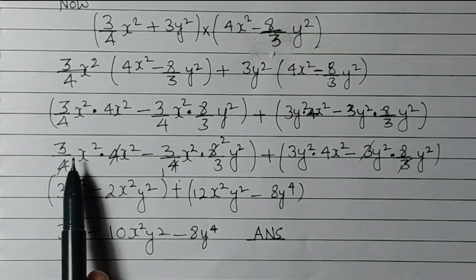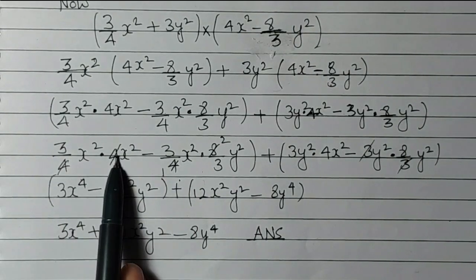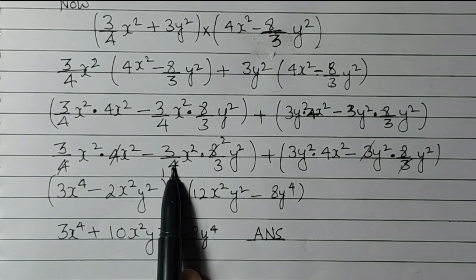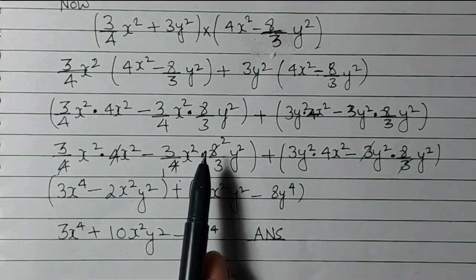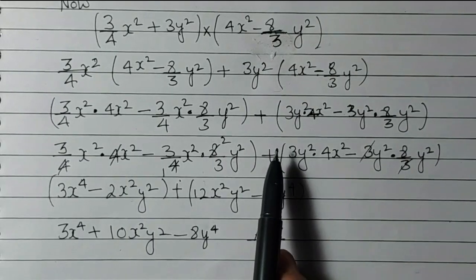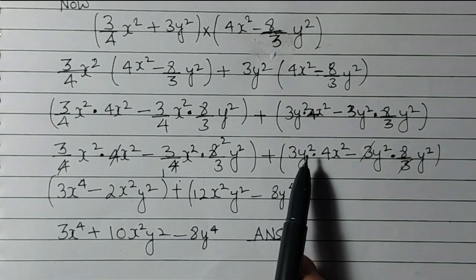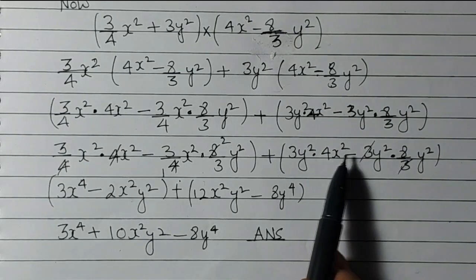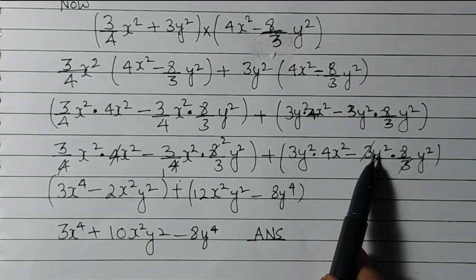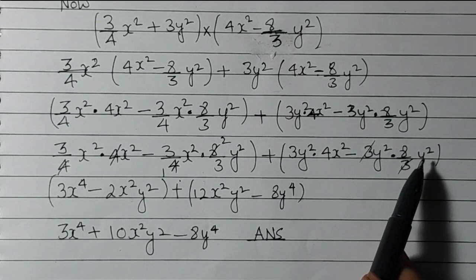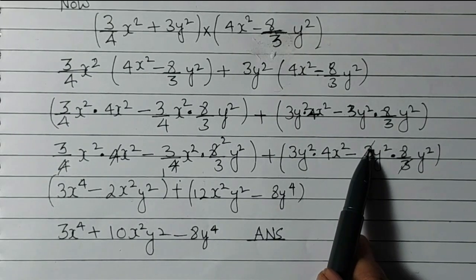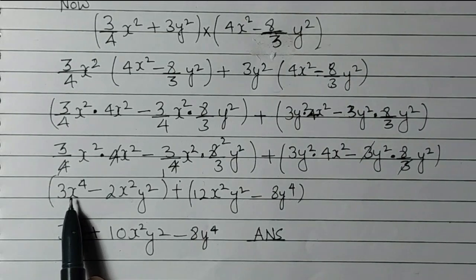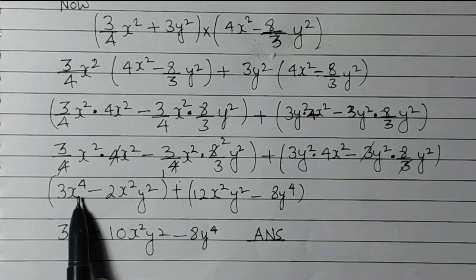So finally this 4 is cancelled with this 4. It is 3/4 x². 4 is cancelled with this 8, and here in the second bracket, 3y² into 4x² minus 3y² into 8/3 y². This 3 will be cancelled with this 3. So this is final. It is 3x².